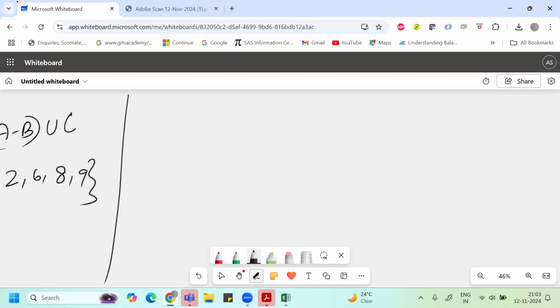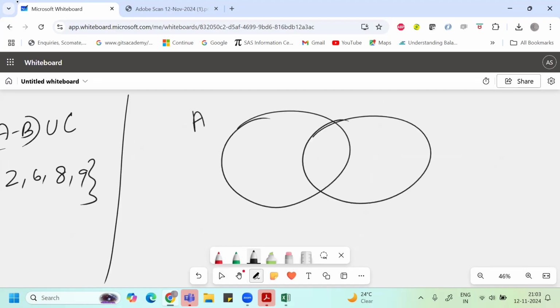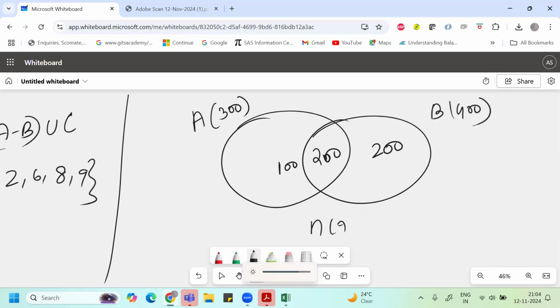Question number 7. Z is a universal set. And then they're telling us A and B. A is 300. Then you have B. B is 400. Then A union B, A intersection B is 200. If this is 200, then this would be 100 and this would be 200. How much will A union B become? That will become 500. So A union B is 500.